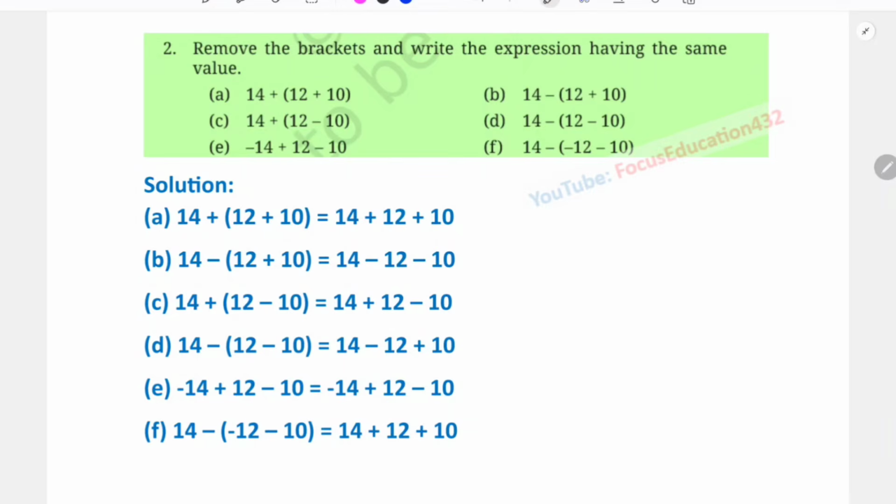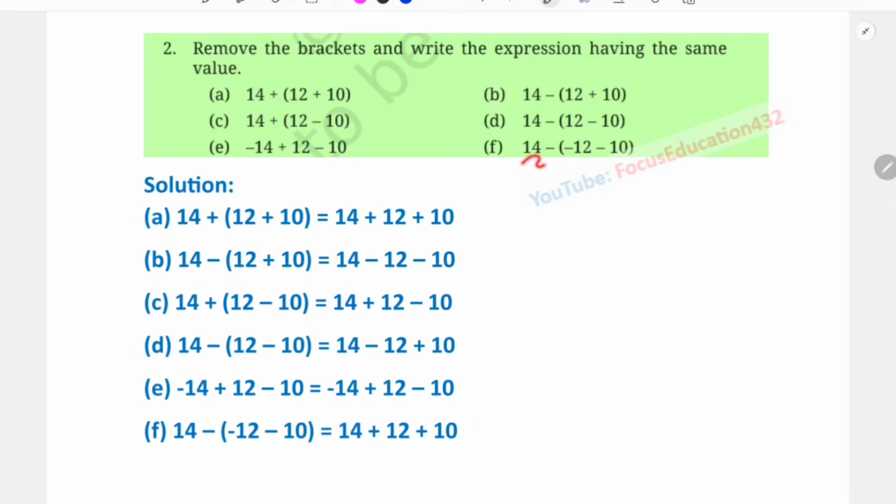Minus 14, here I think a bracket is missing. It should be something like this in the question, because a bracket is given but it is not shown here. So outside the bracket, if there is a plus sign, no change. So minus 14 has no change, because the bracket was actually missed out in the textbook.